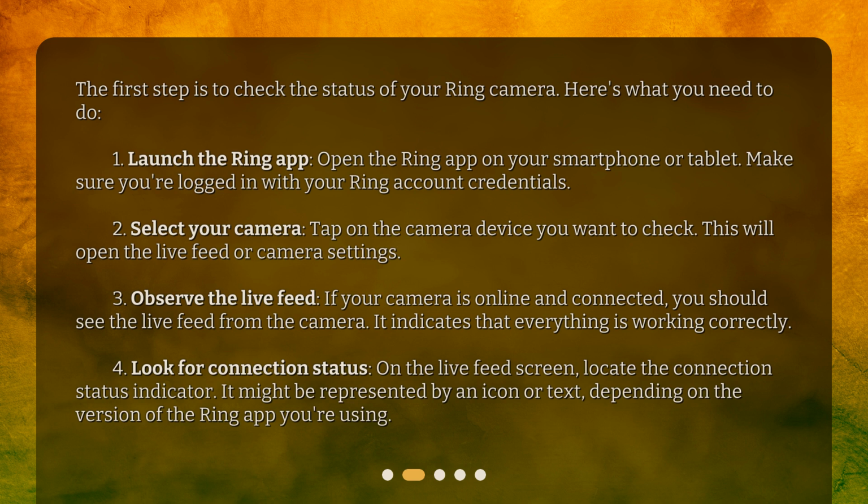2. Select your camera. Tap on the camera device you want to check. This will open the live feed or camera settings. 3. Observe the live feed. If your camera is online and connected, you should see the live feed from the camera. It indicates that everything is working correctly. 4. Look for connection status. On the live feed screen, locate the connection status indicator. It might be represented by an icon or text, depending on the version of the Ring app you're using.